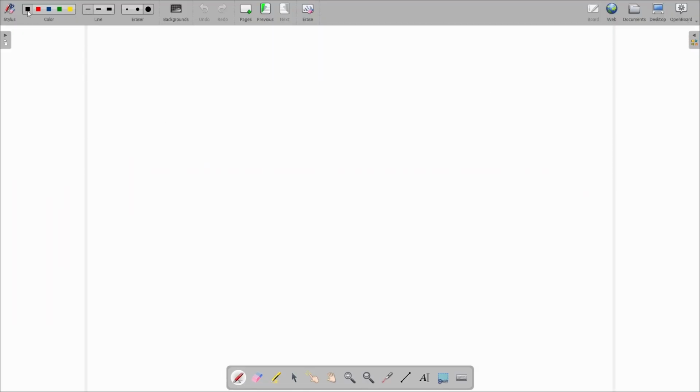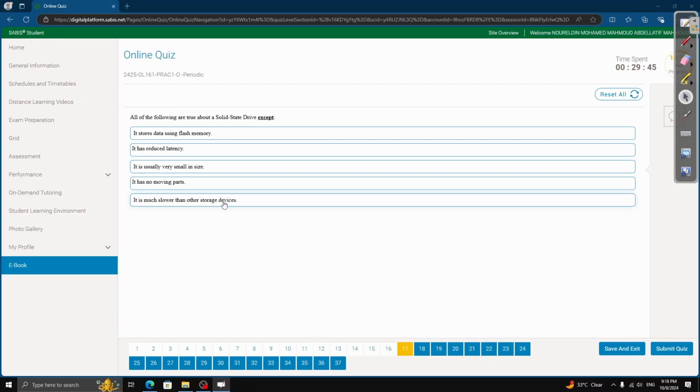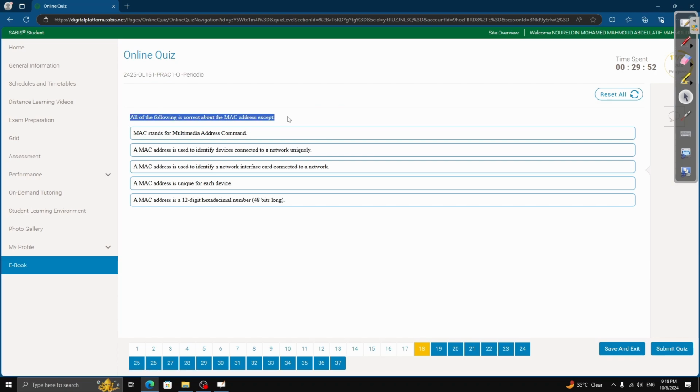Knowing that HDDs are disks that need to be rotated, let's just say this is the disk inside the HDD. However, in a solid state drive, it's just a bunch of levers. Let's just say something like this, and just this over and over again. There is no moving part, therefore it's more likely to be faster than something that has to constantly move. Therefore, this is false.